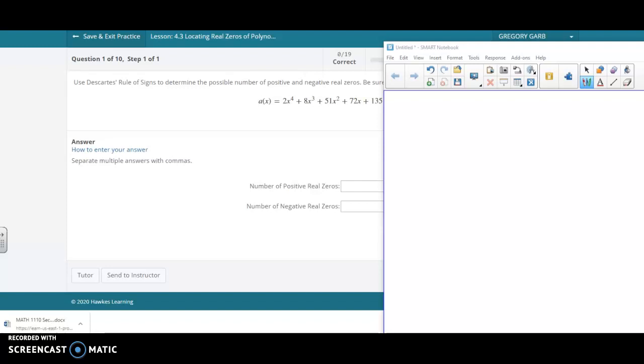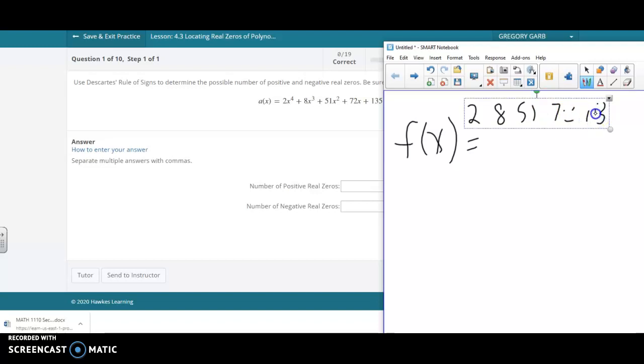From the PowerPoint, you're going to see a slide. It's called Descartes' Rule of Signs, and it tells us how to figure out the number of positive real zeros and negative real zeros. For positive real zeros, we're looking for sign changes of f of x. That means we use the original equation as is and see how many changes there are in the coefficients. We're going from 2 to 8 to 51 to 72 to 135. They're all positive, so there are no sign changes of f of x. Therefore, there are 0 positive real zeros.